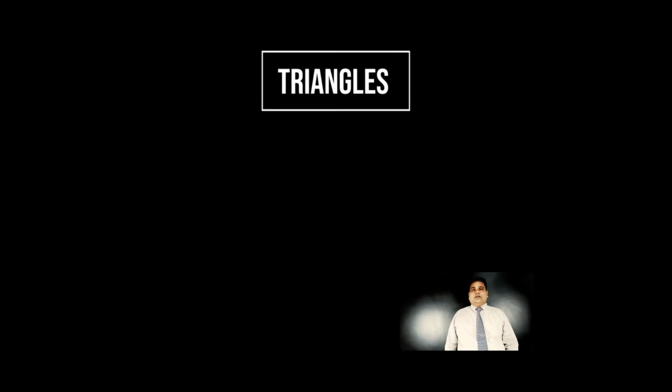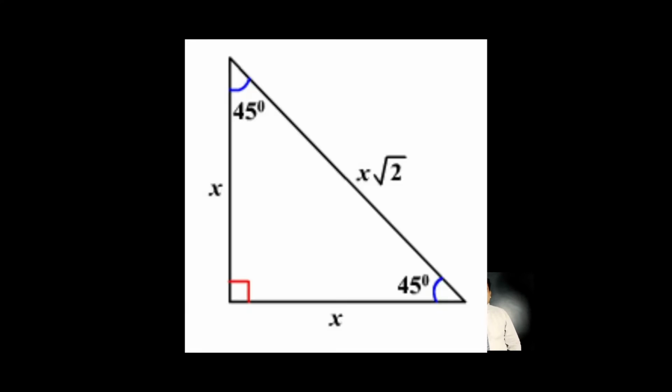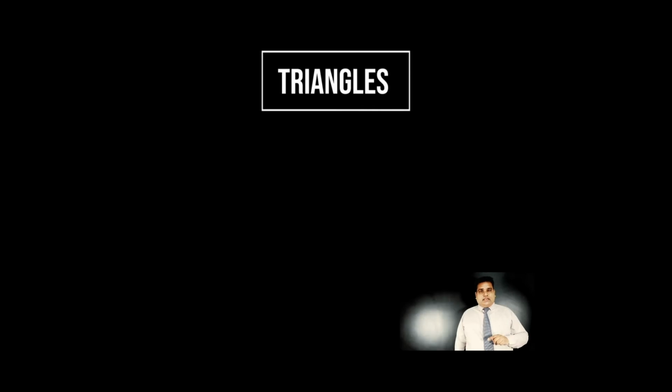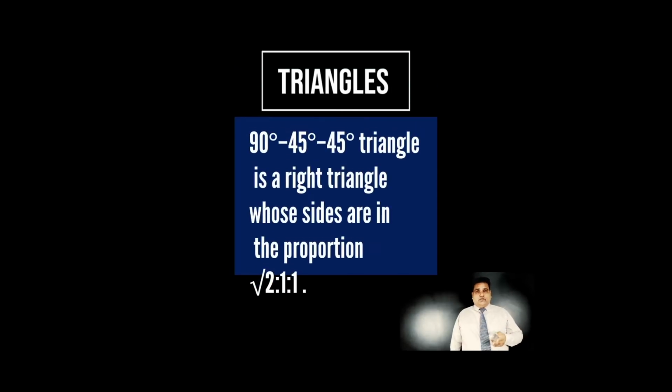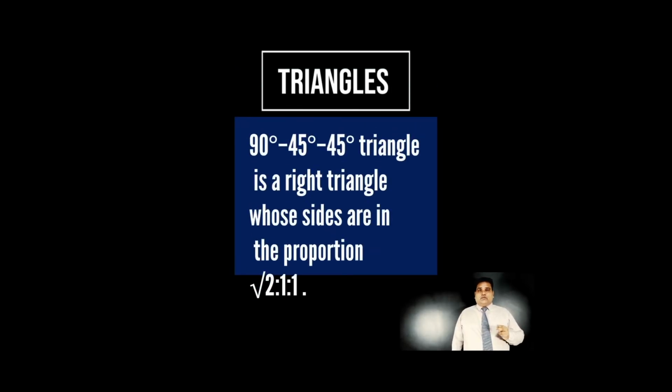Concept number 18. There are some specific right angle triangles, and two are very important. First is the 90, 45, 45 triangle, or we can say right angle triangle. Why is it important? Because first of all, it's an isosceles triangle, and second, the ratio of the sides is very important.